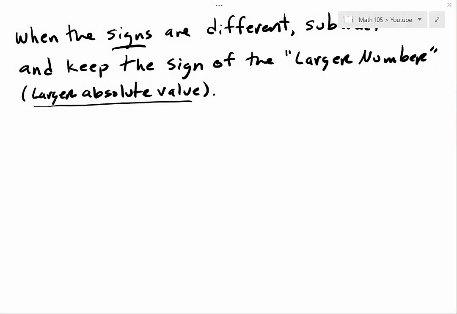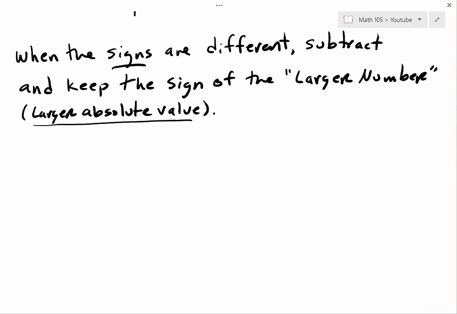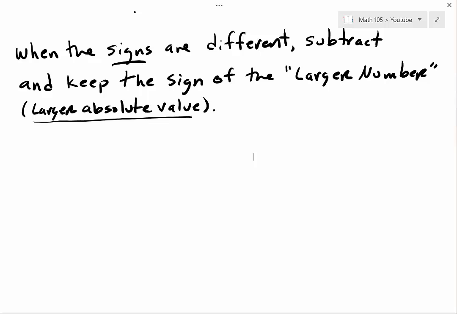Okay, so when the signs are different, subtract and keep the sign of the larger number. Quote, larger number. Larger number is not correct in the terms that we're going to do here on these problems. What it really means is the larger absolute value. But here, let me show you.